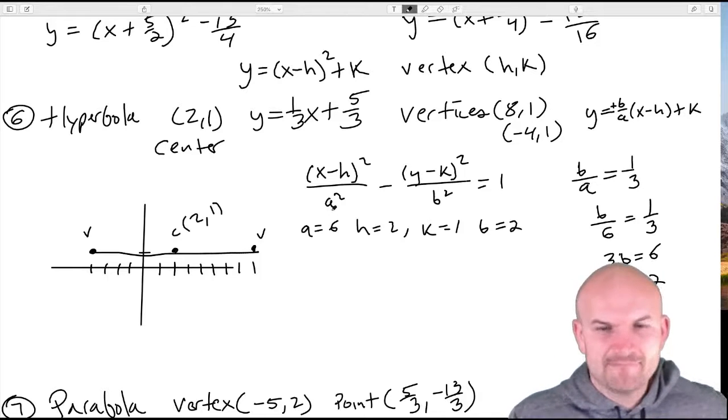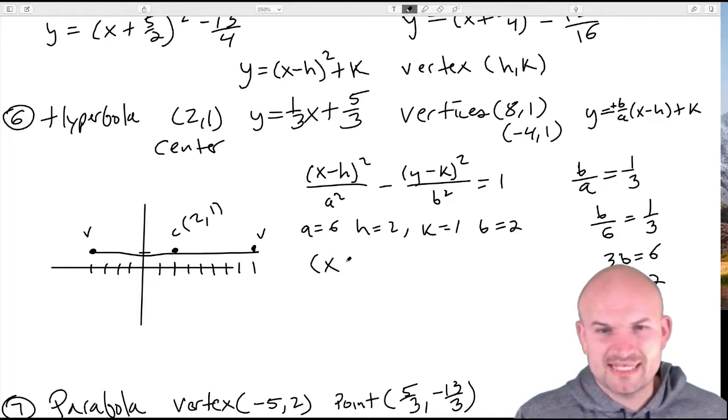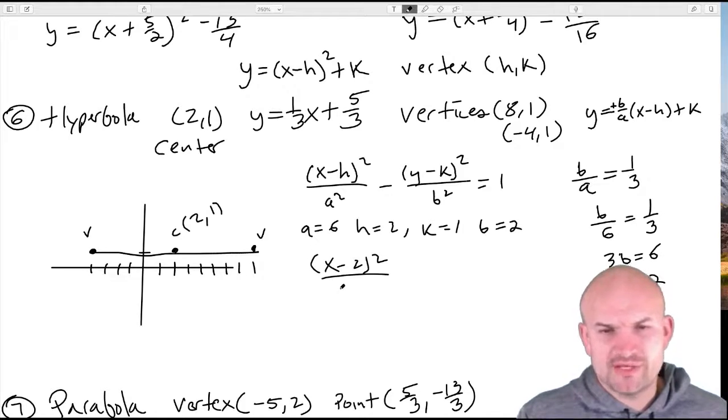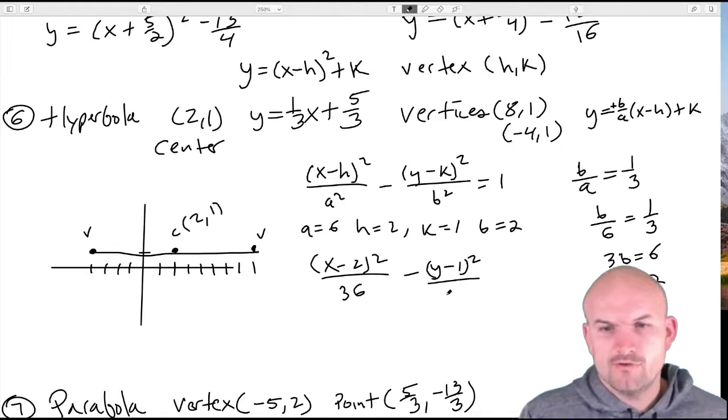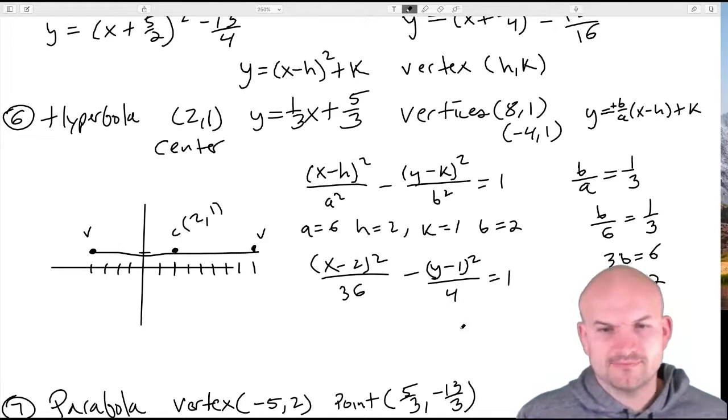All right. So now let's just go ahead and plug everything in. So we have x minus h, so that'd be x minus 2, quantity squared, all over a squared. So that's going to be 36, minus y minus k, minus 1, over 4 equals 1. And there you go.